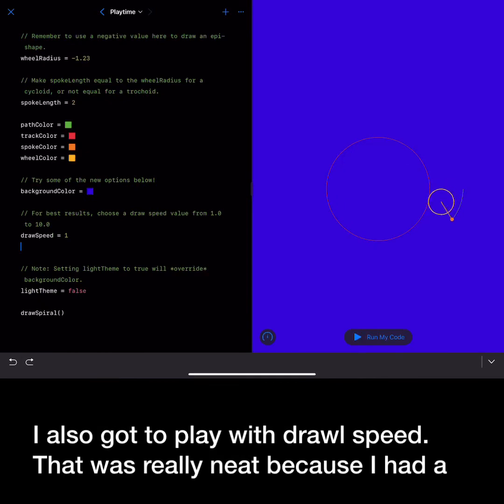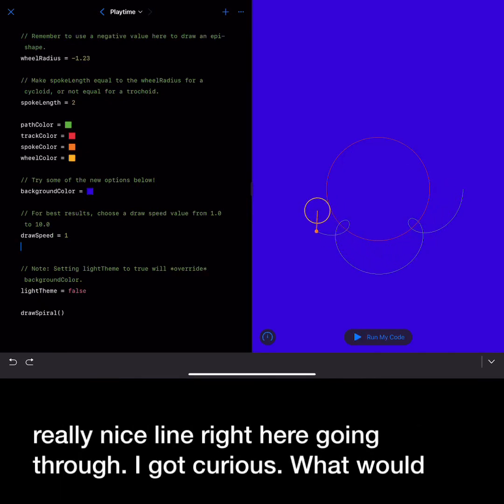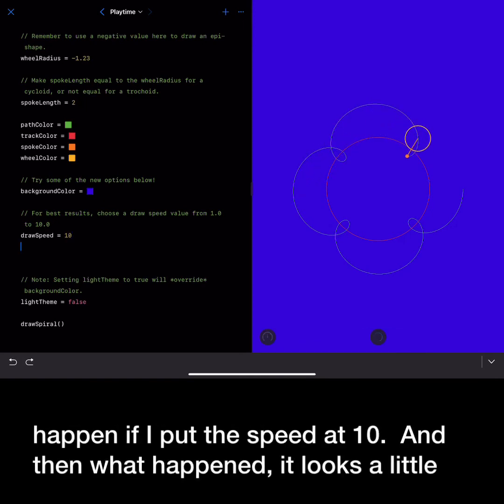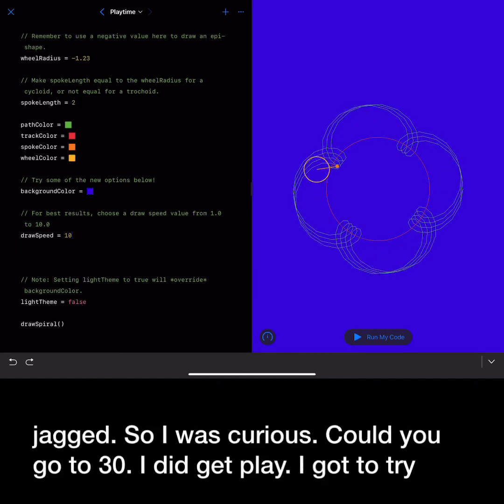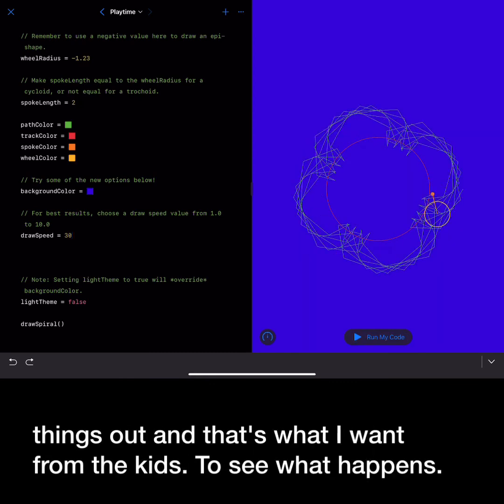I also got to play with the draw speed, and that was really neat because I had a really nice line right here going through, and I got curious what would happen if I put the speed at 10, and what happened. And it looks a little jagged, so I was curious, could you go to 30? Again, at play. I got to try things out, and that's what we want from the kids, and see what happens.